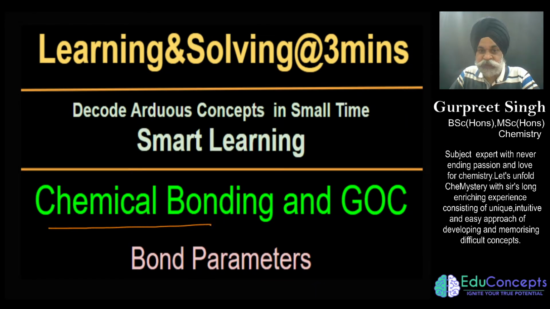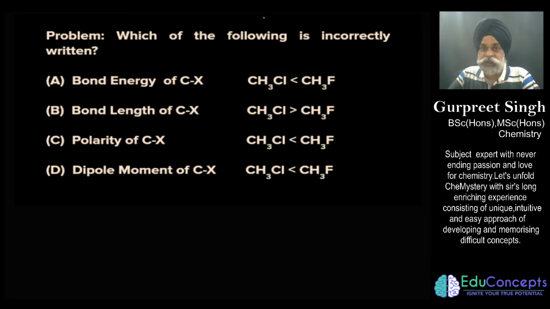Today we shall be discussing one question based on chemical bonding, based on the bond parameters. So here comes the question, a very interesting question it is. Which of the following statements is incorrectly written for methyl chloride and methyl fluoride? You have to pick the incorrect statement in terms of bond energy, bond length, polarity and dipole moment.